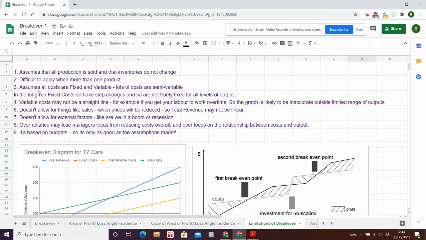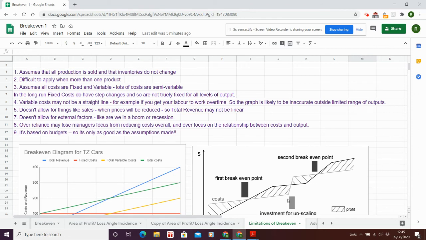It assumes that all costs are fixed and variable, and lots of costs in a business, for example, the depreciation on machines depends upon the level of output and therefore the number of machines that you need. It is possible to do it for what are effectively semi-fixed costs, and also semi-variable costs, to be honest.